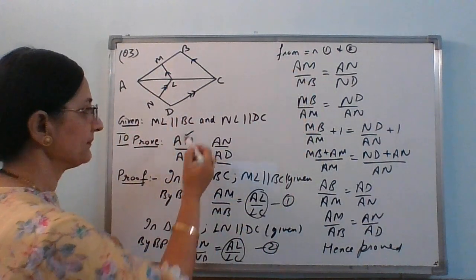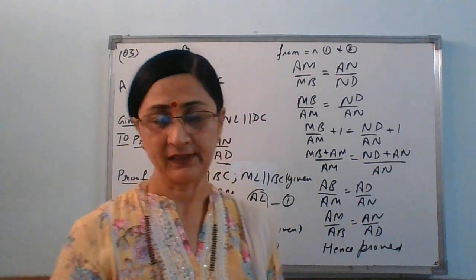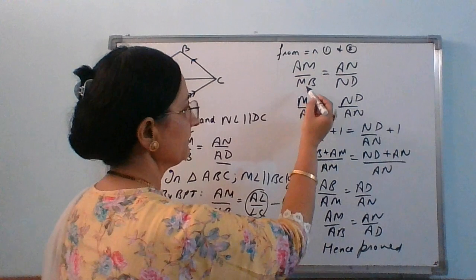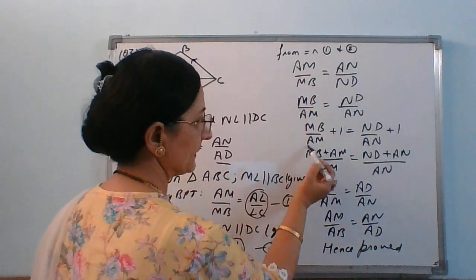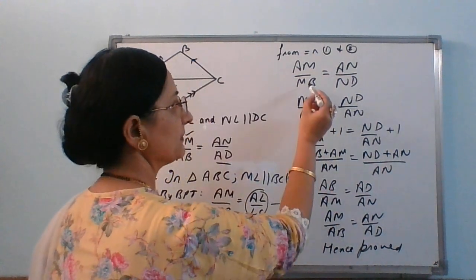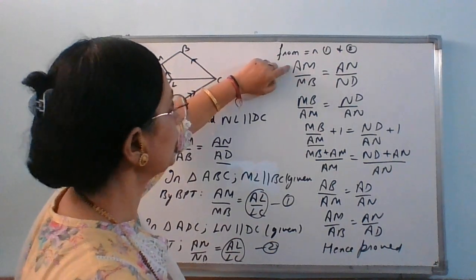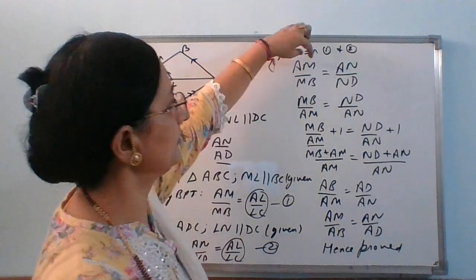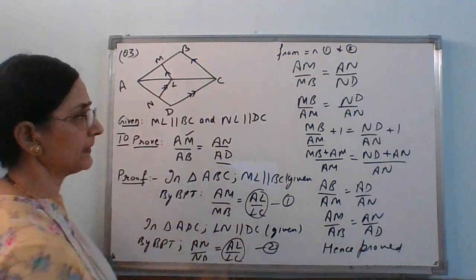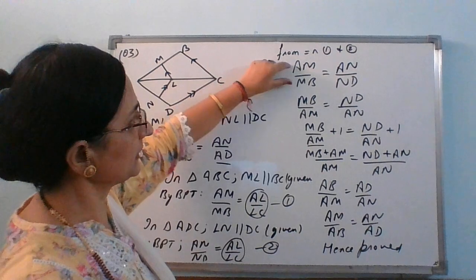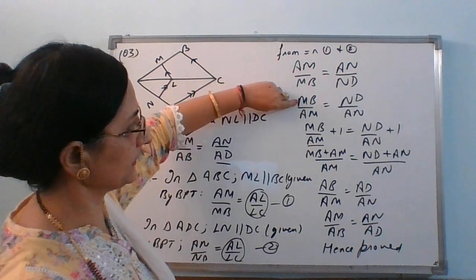But you need AM. So what you need should be in the denominator, because when you take the LCM, that remains there only. If you add 1 here and take the LCM, MB will remain there. We will not have AM. AM plus MB becomes AB, and we need AM. So whatever we need, let us shift to the denominator. We inverted it: AM goes below, MB goes above.